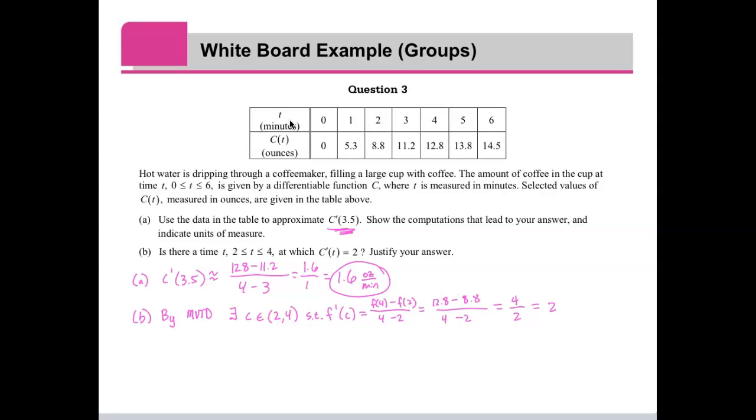Yes, and I actually should be using the names. So let me go back and correct some stuff. It's not f in this case, is it? It's c. And they're using the variable t, so instead of c, I'm going to say there exists a t in between 2 and 4 such that c prime at t equals 2. And that's it. It's justified. I've named the theorem.